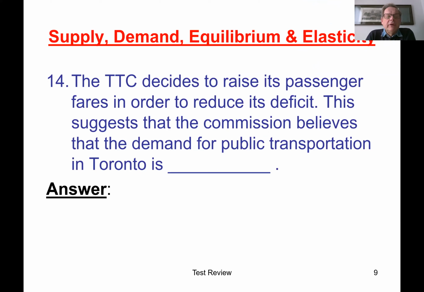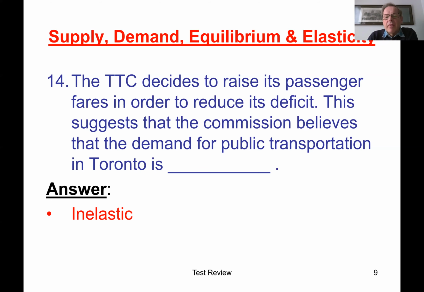Question number 14. The Toronto Transit Commission decides to raise its passenger fares in order to reduce its deficit. This suggests that the Commission believes that the demand for public transportation in Toronto is. The key thing to remember is they want to raise the passenger fares and they want to reduce the deficit. So they want to reduce the amount of money that they're losing. So you have to go back to the table that talks about elasticity and revenue. And our answer here is inelastic.